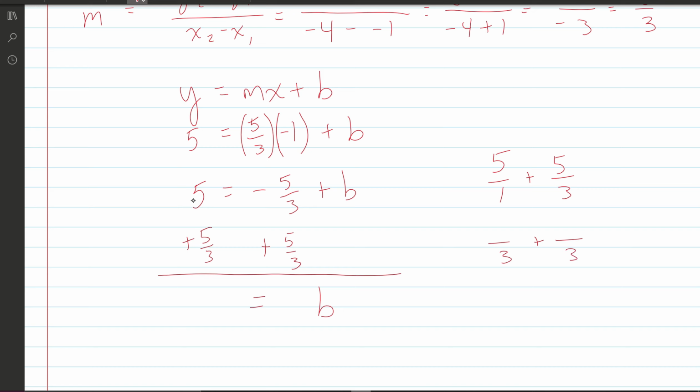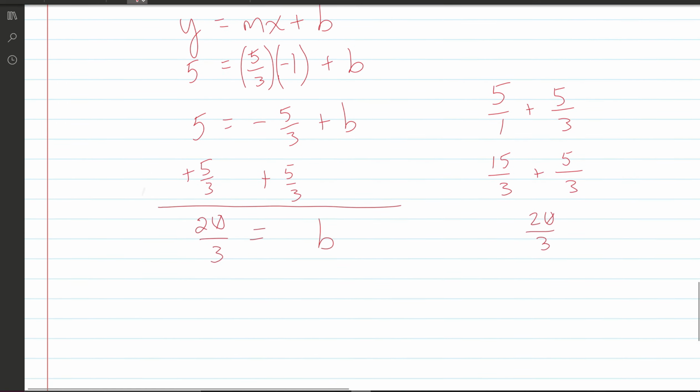Well, you multiply the denominator times 3 to get that 3, so we multiply the numerator times 3, which is 15. We multiply this denominator times 1 to get 3, so the numerator gets multiplied times 1. So now we have like denominators. So therefore we can just add the numerators whenever we have like denominators and put them as one fraction. So 15 plus 5 makes it 20 thirds. So b is equal to 20 thirds.